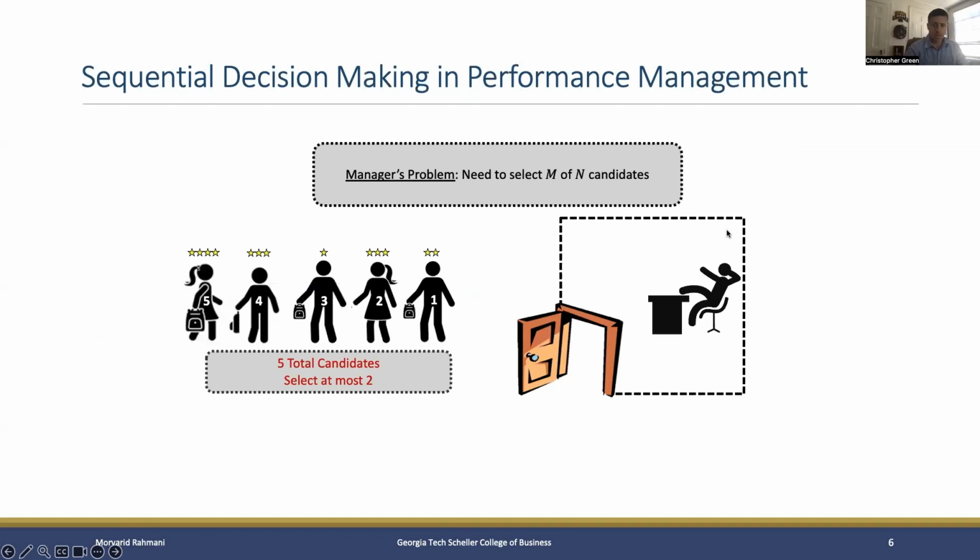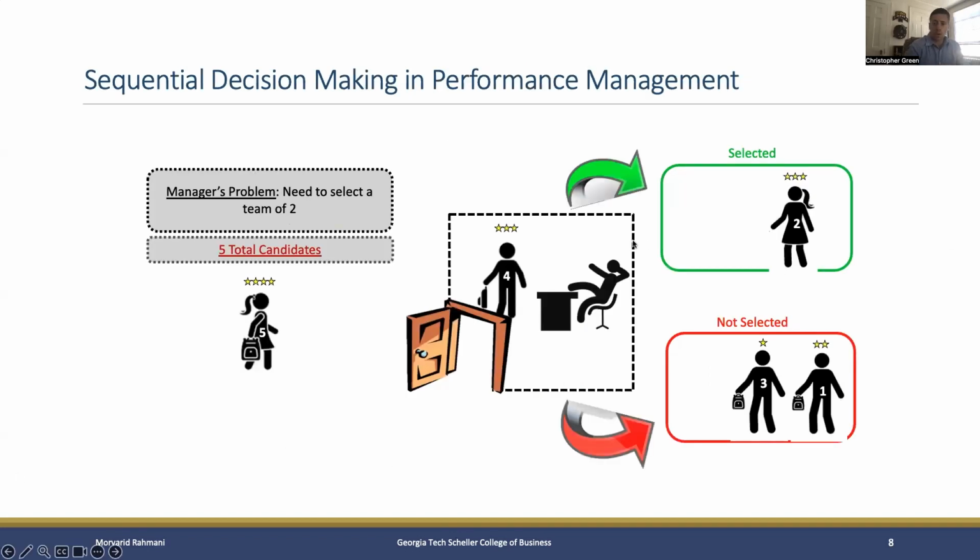Here I show you a stylized example to demonstrate the nature of the sequential selection problem. Suppose a manager must select 2 of 5 candidates based on performance. She knows the overall distribution of performance here in stars, but won't know the actual value until the candidate enters her office for evaluation. Once the manager makes a decision about a candidate, she cannot change her mind, and once both selections have been made, the search ends.